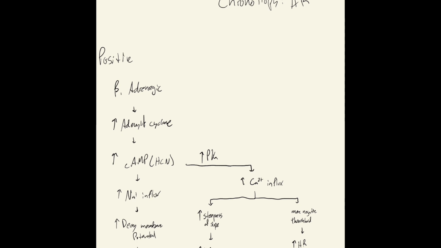But beyond the funny channels, when we increase the PKA, the protein kinase A, we have two things that can happen. First, the calcium influx will increase, and it will either increase the steepness of the slope, which will increase your heart rate, or it will bring the threshold lower so that you can reach that action potential faster, which will increase that heart rate.